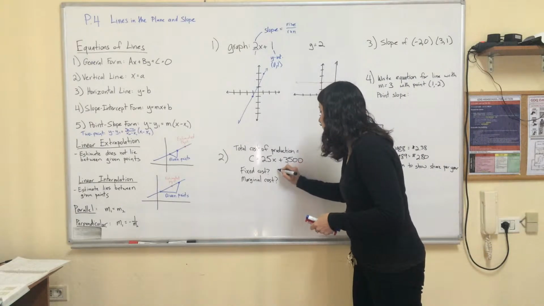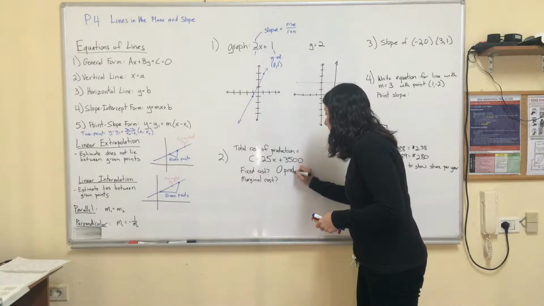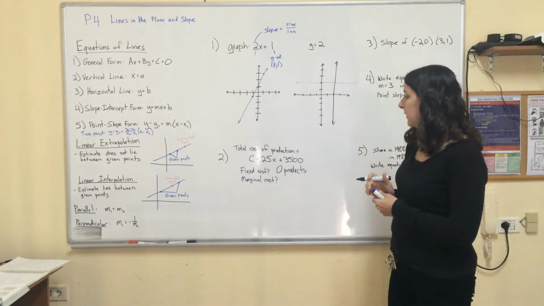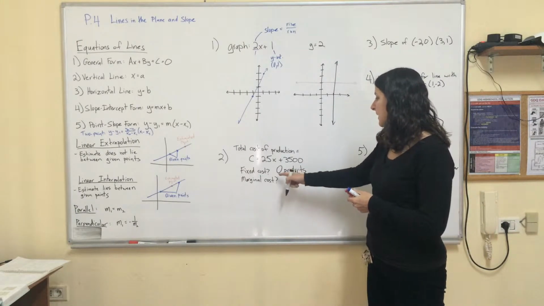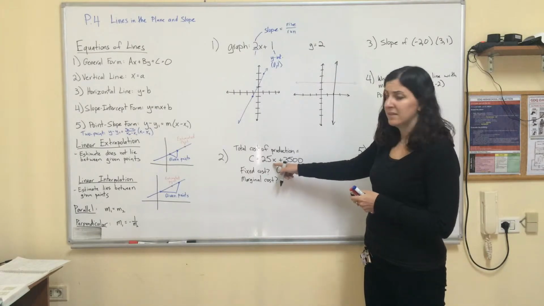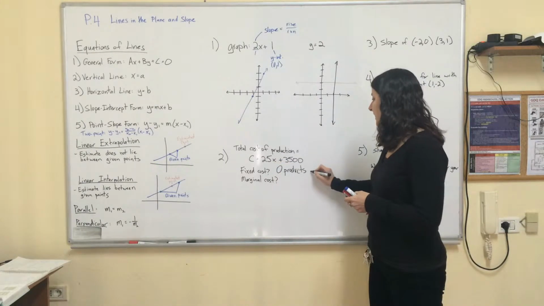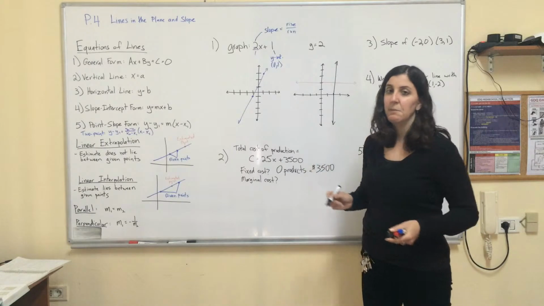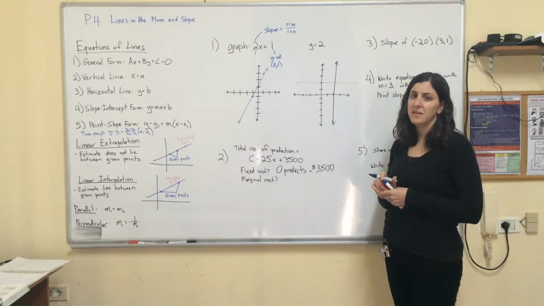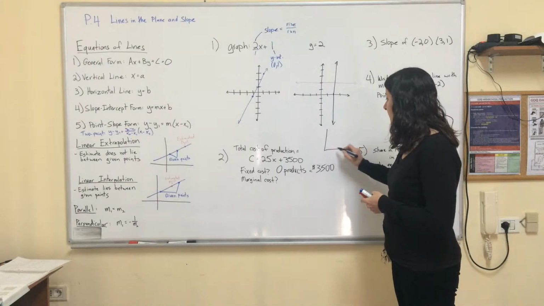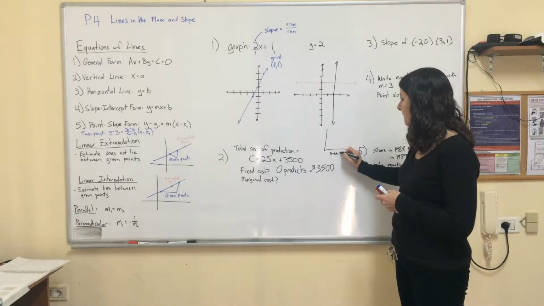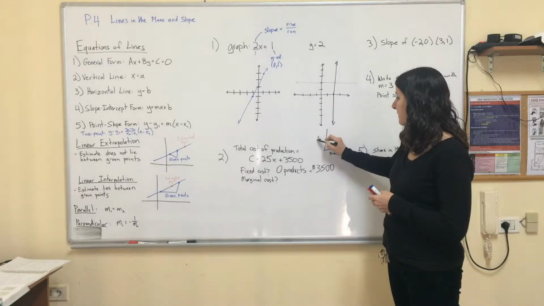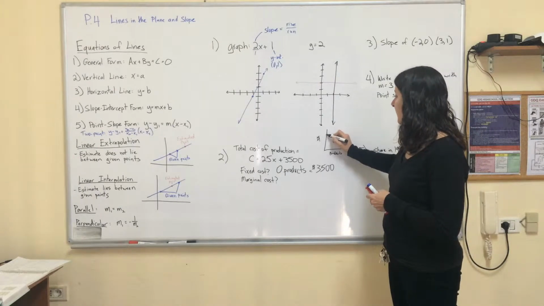The fixed cost is what we have if we make 0 products. If we make 0 products, how much money will we still need just to function as a production line? Making 0 products means x, the number of products, is 0, so we plug in 0 for x. My fixed cost is going to be $3,500. If we had a graph, with the products on this axis and the money on this axis, we would be at 3,500.